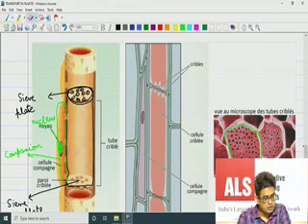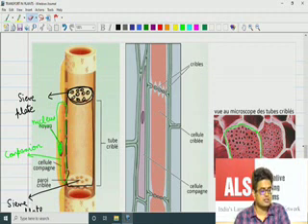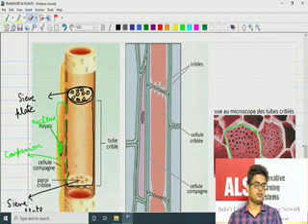Now, between the sieve tube cell and the companion cell, there will be plasmodesmata connections. I have drawn them here. I am drawing some gaps here. These are plasmodesmata connections, direct cytoplasmic connections between the sieve tube element and the companion cell. Because of this, both are interlinked to each other.